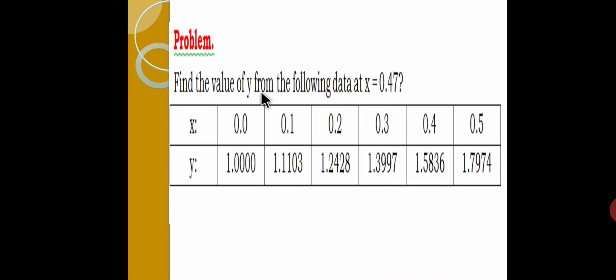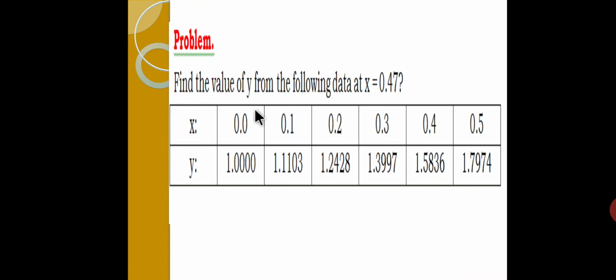Another problem: find the value of y from the following data. x is equal to 0.47, and the given tabular data is for x: 0, 0.1, 0.2, 0.3, 0.4, 0.5. So y: 1.00, 1.1103, 1.2428, 1.3997. At x is equal to 0.4, y value is 1.5836. At x is equal to 0.5, y value is 1.7974.